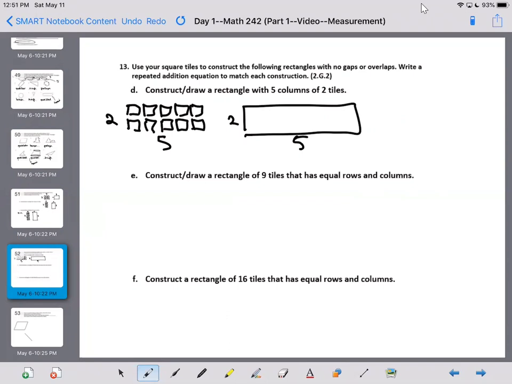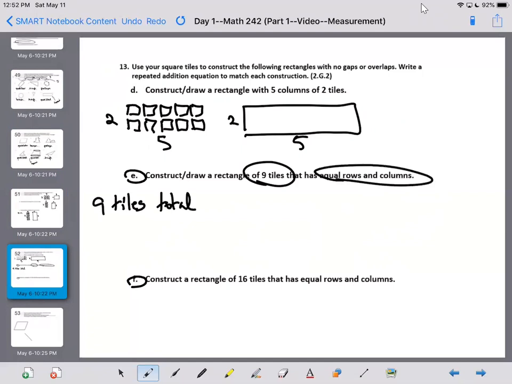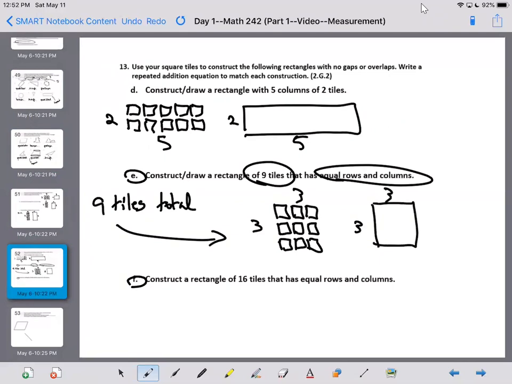Then construct with 9 tiles. So now parts E and F are kind of changing the game on them a little bit. Now they need 9 tiles total that has an equal number of rows and columns. So with that, they're actually creating a perfect square. It's got to have 9 total, and it does. And they see that this length is 3 and this length is 3. So if they have the same length and the same width, then they're dealing with a quadrilateral, a rectangle, but specifically a square. Also could be called a rhombus.